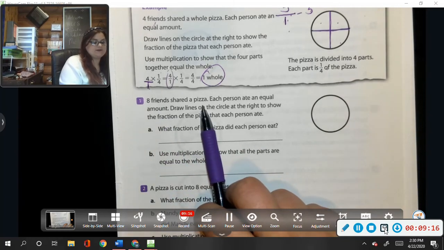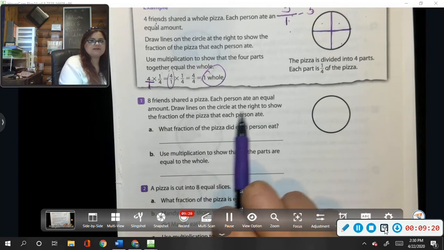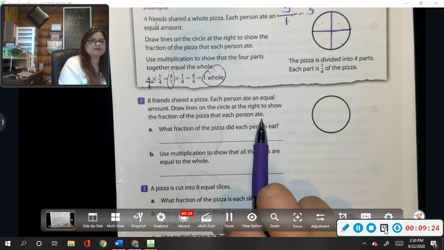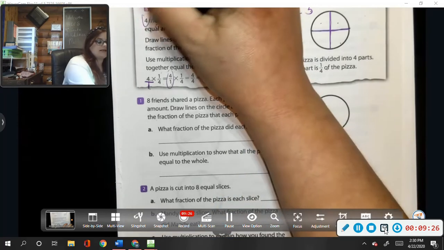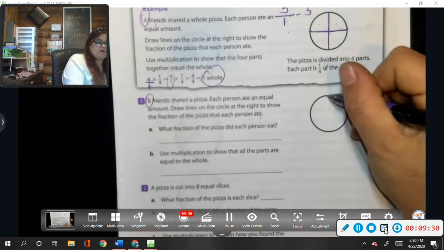Number 1, 8 friends shared a pizza. So now we have 8 friends. Each person ate an equal amount. Draw lines on the circle at the right to show the fraction of the pizza that each person ate. So instead of working with fourths, we're going to work with eighths.